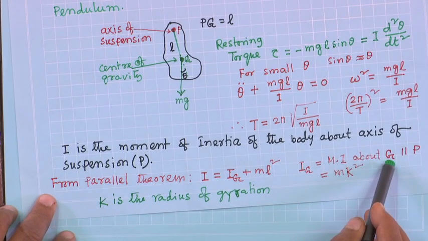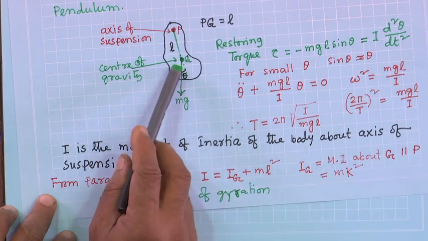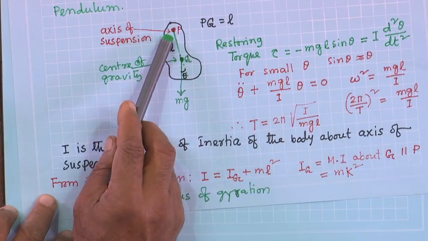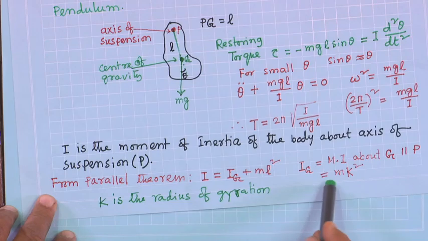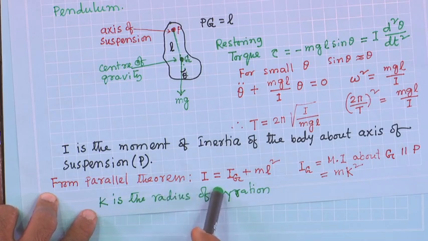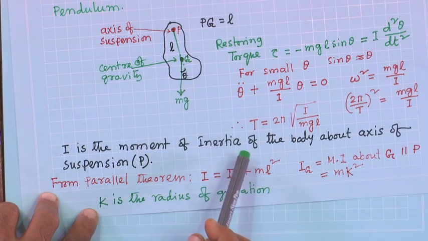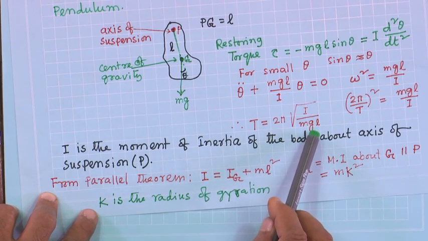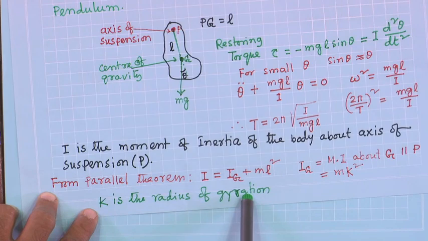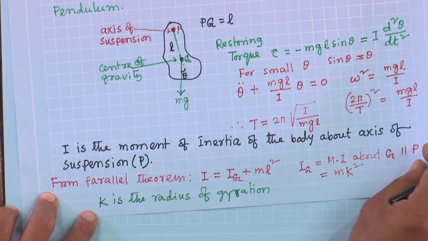Moment of inertia about G, the axis passing through the G, which is parallel to the axis passing through the P. So this is equal to m k square, where k is the radius of gyration. From this experiment, our aim is to find out the acceleration due to gravity, basically g, and also the radius of gyration k.